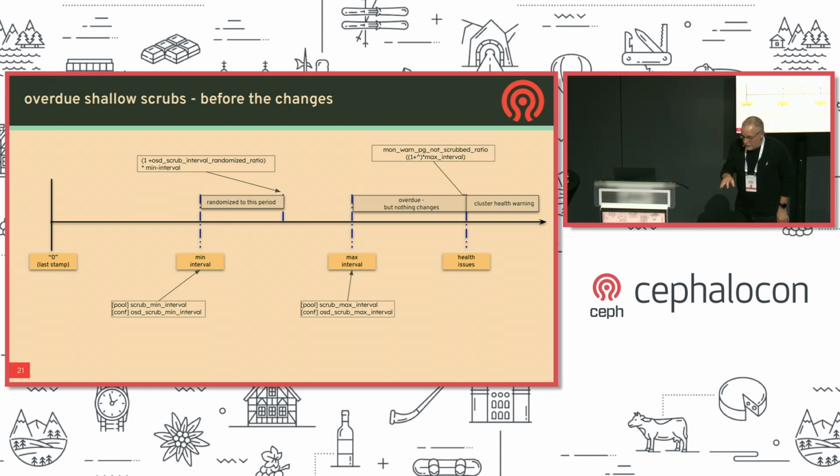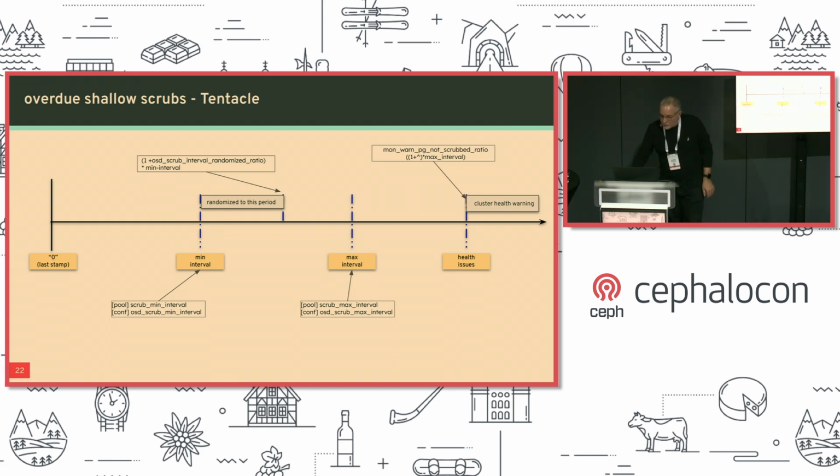And then there was a setting that said the max interval, and from max interval to the health issue time, which is another parameter, we had a vague area of overdue, but nothing changes. Internally overdue, but it's meaningless. And then health warning. What did we change? Easy. We removed the internal period that meant nothing apart from seeing something in the logs. Okay? That's for shallow scrubs.